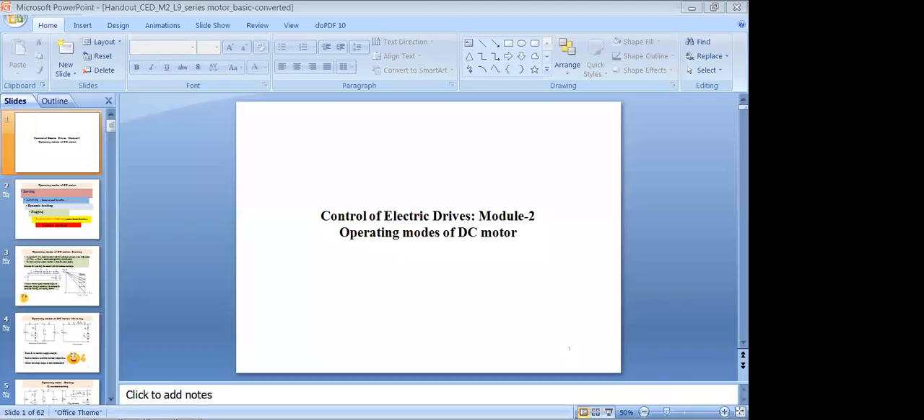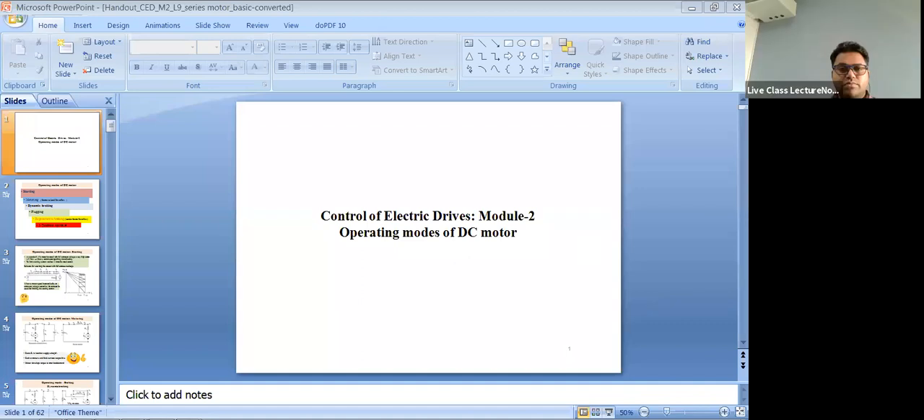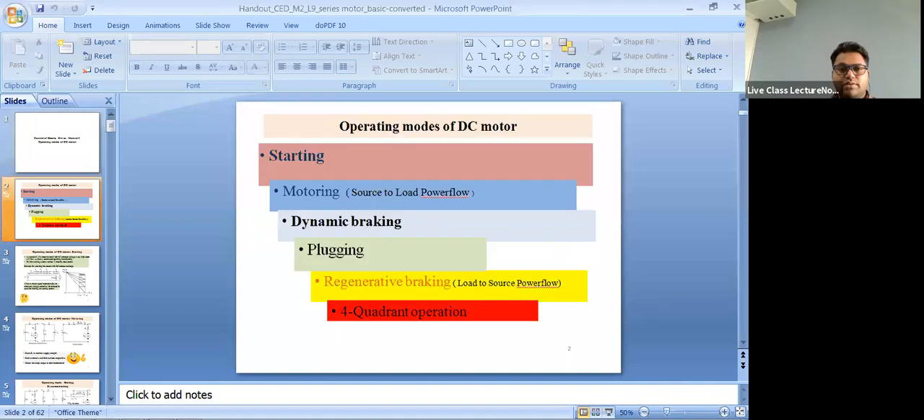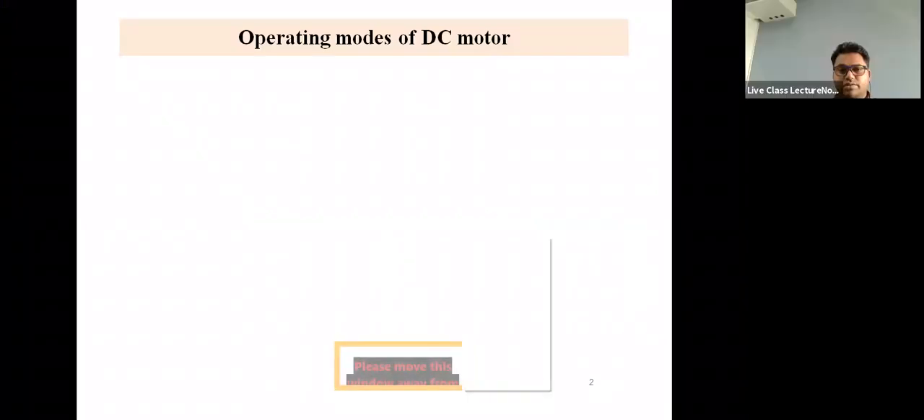Operating modes of DC motor. Yes, now it is visible. Is it visible? Yes, sir. So we will now go to the operating modes of a DC motor.